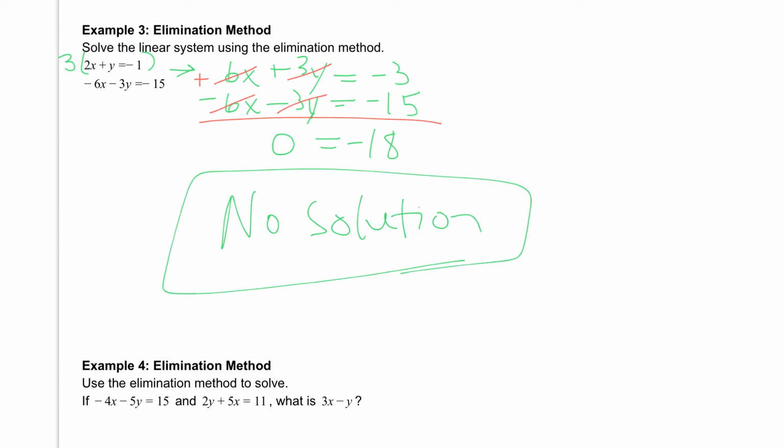Now, if I were to get a true statement, so maybe I had 0 is equal to 0, then I could say it was any point that lies on the line, and I could name one of these lines, which is what we went over back in the substitution method. The answers are the same, so you can get no solution and any point on the line by solving it with the elimination method as well.